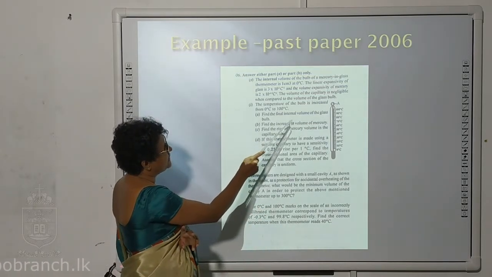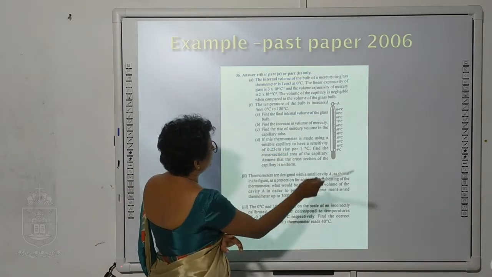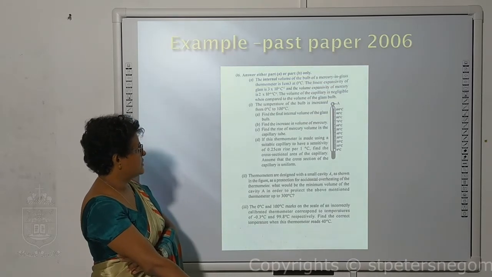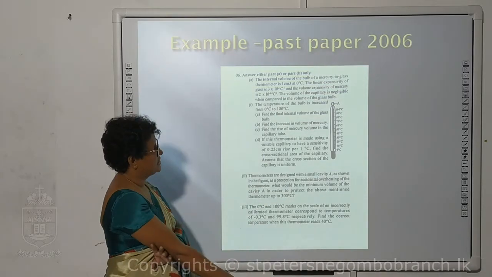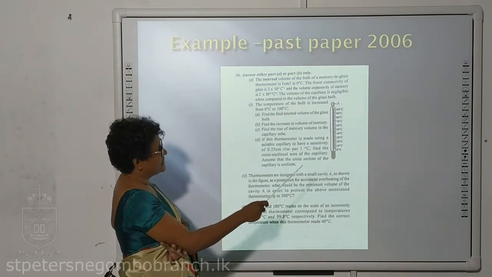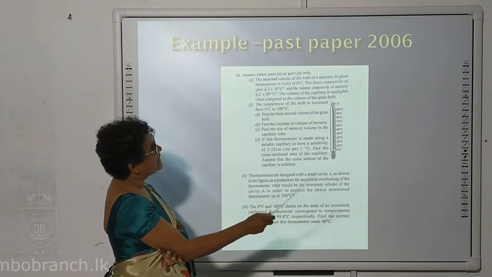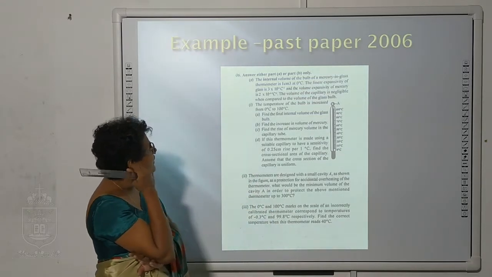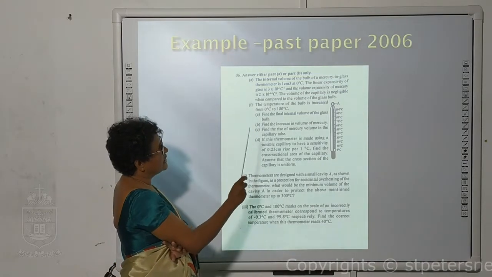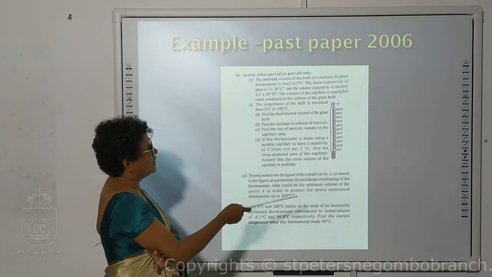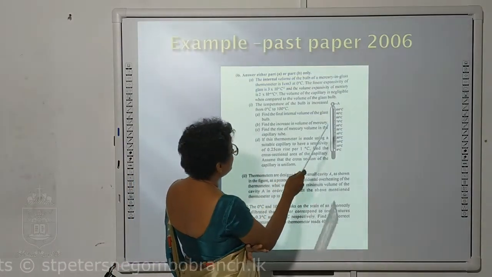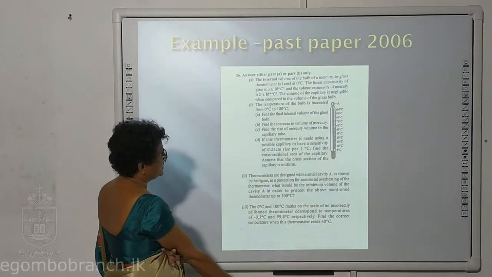Now, find the final internal volume of the glass bulb. Again, you have to use the volume expansion equation. That is V2 equals V1 times (1 plus gamma delta theta). But here they haven't given the gamma value, but they have given the alpha value. You know that 3 times alpha is equal to gamma. So you can write 3 alpha delta theta and get the answer for this.